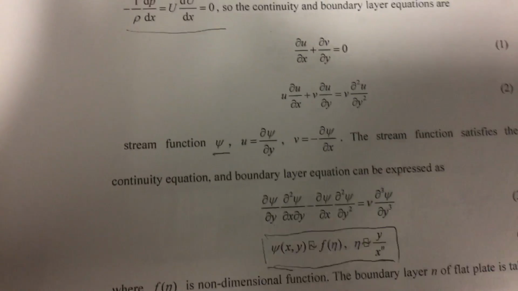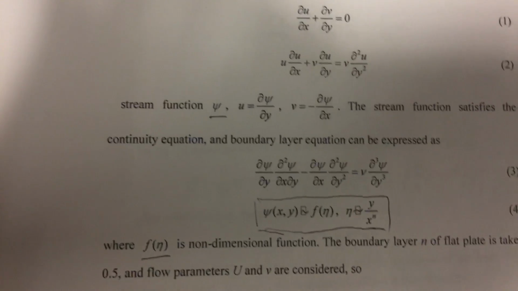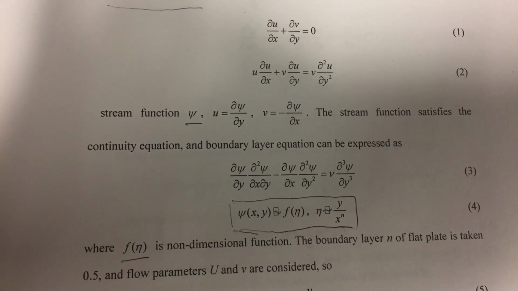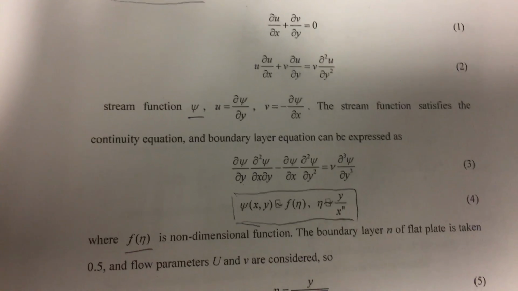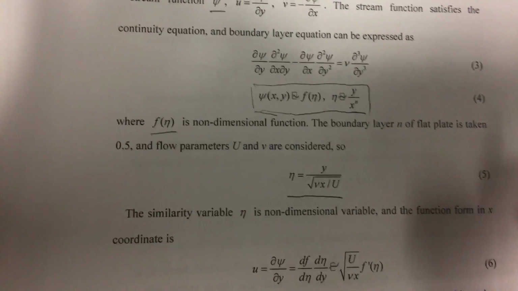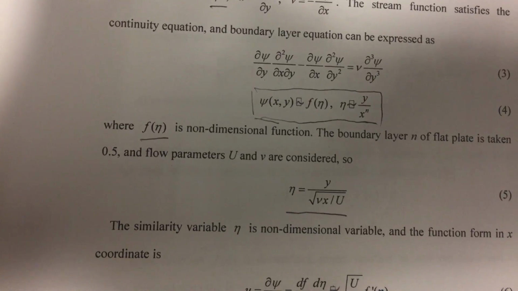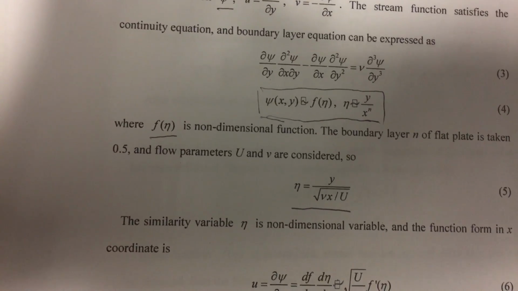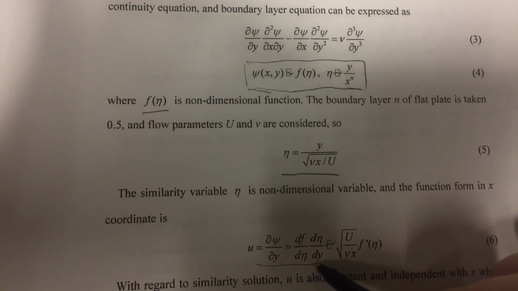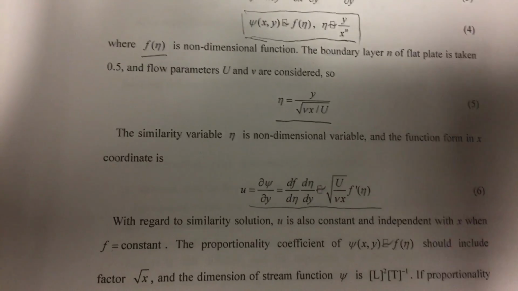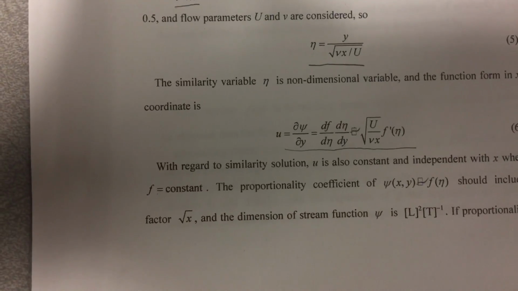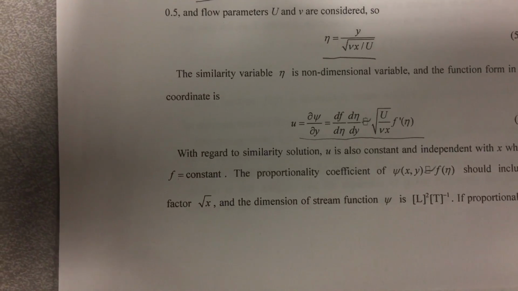So this function is the non-dimensional function. So the boundary layer end of the flat plate is taken to 0.5, and the flow parameters big U and V are considered. So the eta will be equal to this one. So the similarity variable is a non-dimensional variable, and the function form in the x coordinate is expression 6. So with regard to the similarity solutions, U is also constant and independent of x when f equals constant.